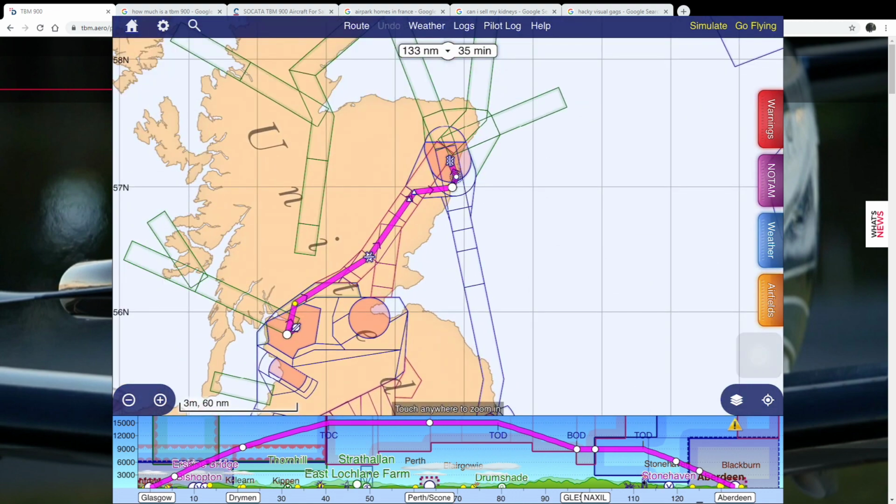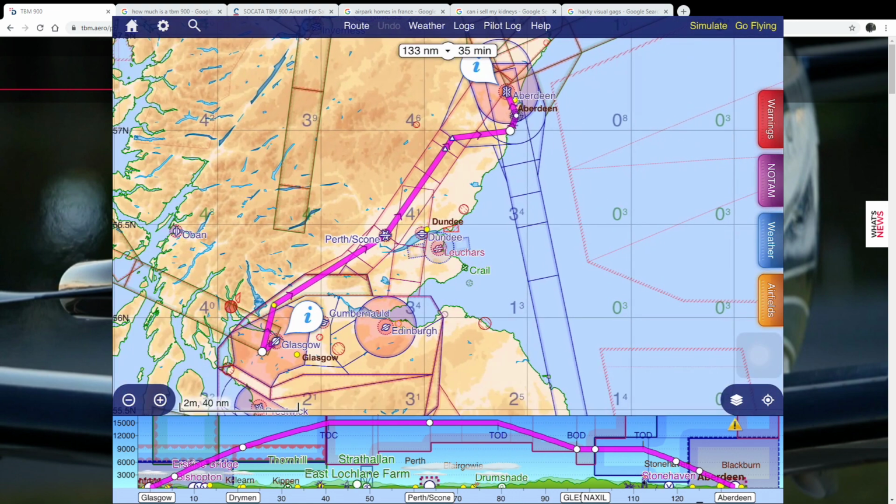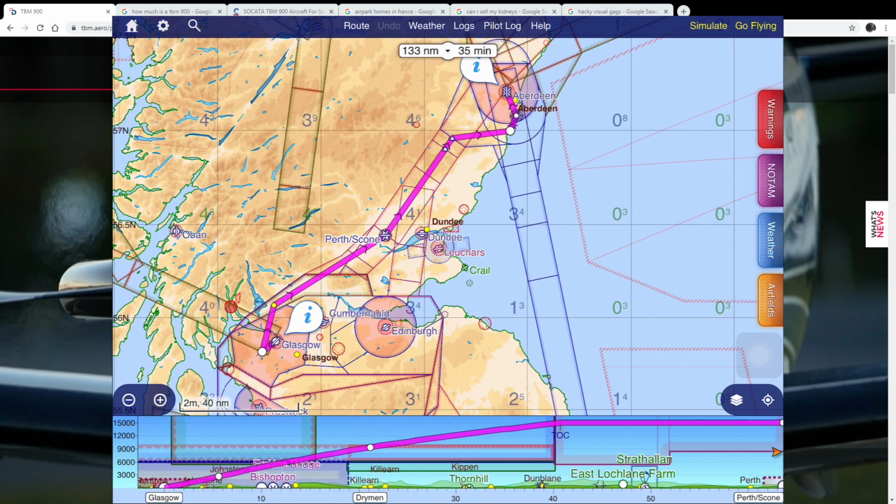Let's have a look at the specific flight we did in the TBM 900. So we got airborne from Glasgow in the southwest there and routing up towards Aberdeen on the northeast coast. You can see the flight operated inside a corridor of controlled airspace. Now let's look at the profile view down at the bottom.